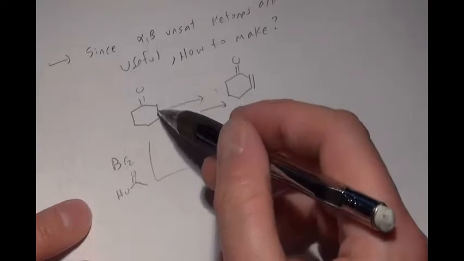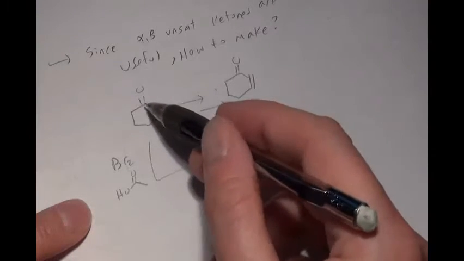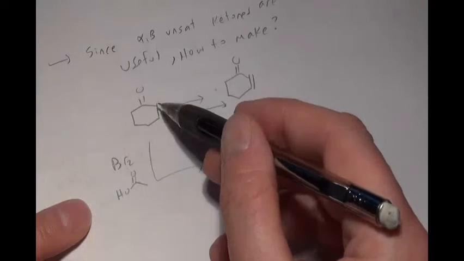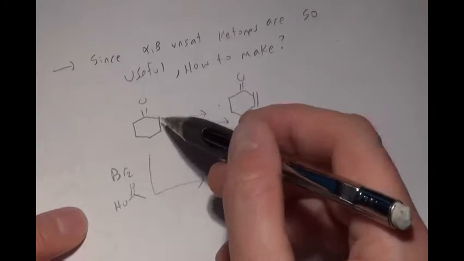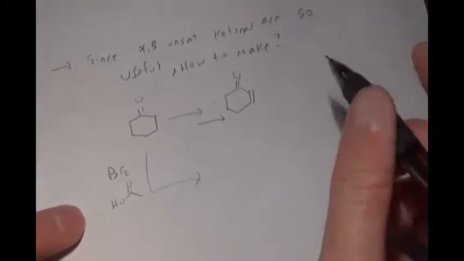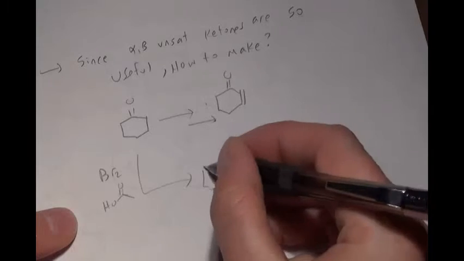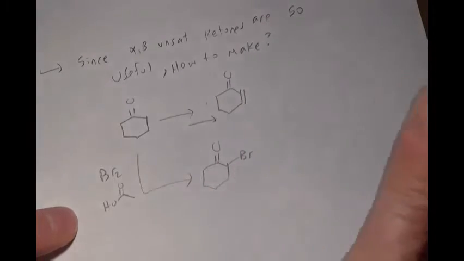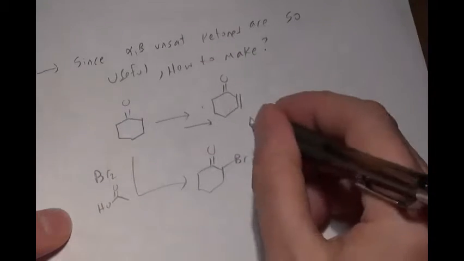Essentially you form an enol of the ketone, so the acid causes enolization of the ketone, and then the enol is a nucleophile, and the nucleophile attacks bromine, kicks it off. Okay, and now you've got the Br right there. And then how do we kick off the Br?